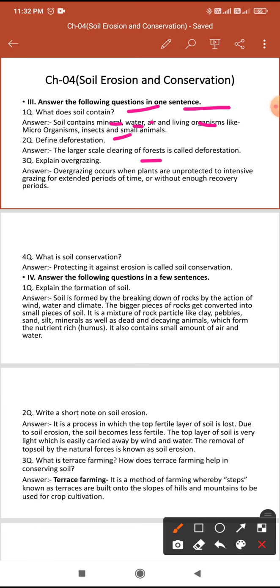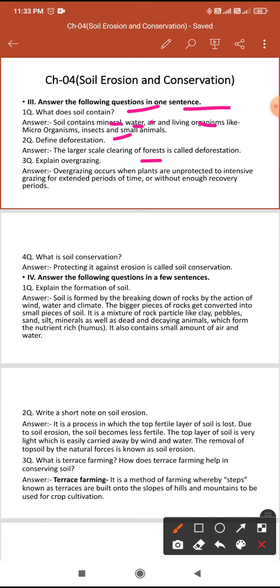For what? Obviously to make roads, townships, residential areas, houses. So these are all the reasons that man is doing this deforestation, cutting all these trees.